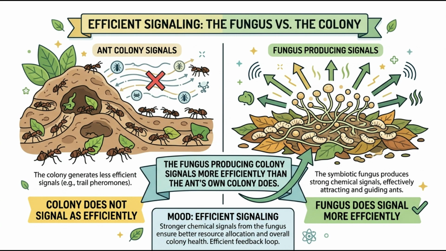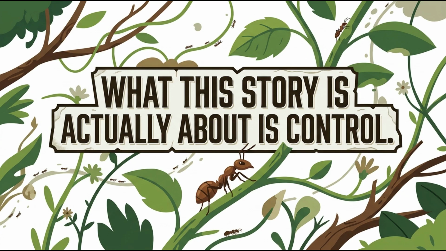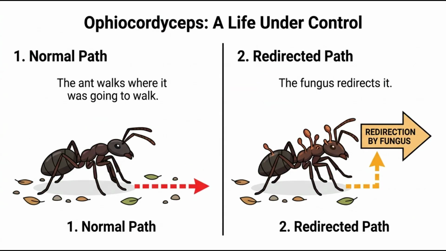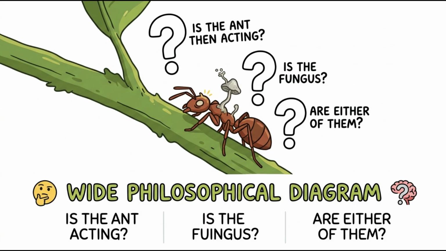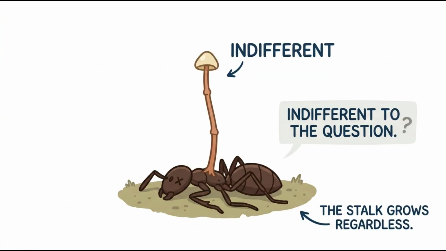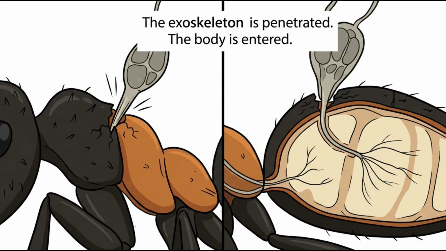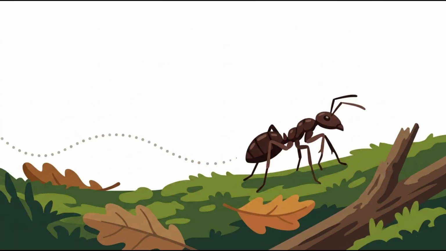What this story is actually about is control, about what it means to be the agent of your own body's movements. The ant walks where it was going to walk, the fungus redirects it. Is the ant then acting? Is the fungus? Are either of them? The stalk continues growing after the ant's death, indifferent to the question. The spores fall, another ant walks through, the spore lands, the exoskeleton is penetrated, the body is entered. Somewhere else in the forest, a different ant leaves the trail.